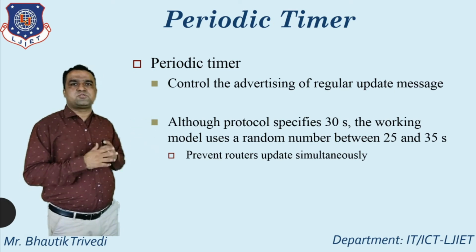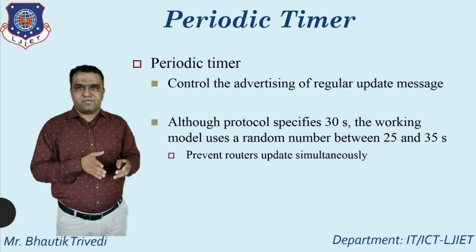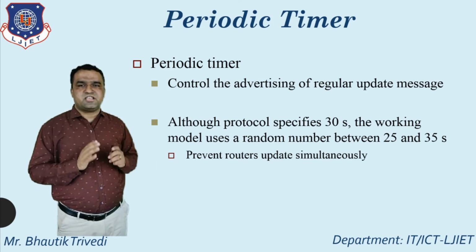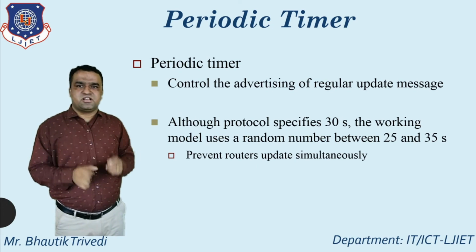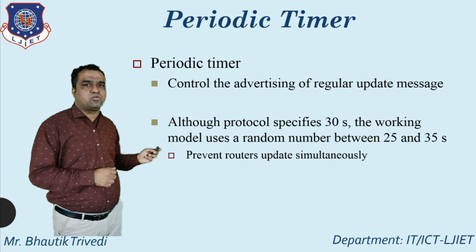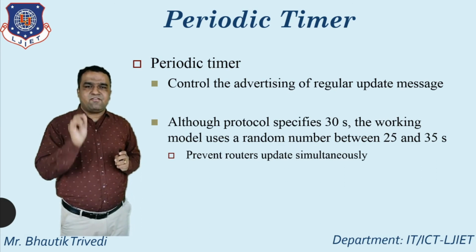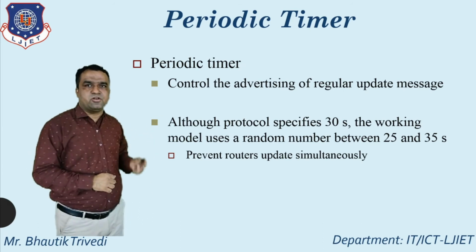This particular protocol specifies 30 seconds, generally ranging between 25 to 35 seconds, but it prevents the router updates simultaneously. Why do we use the periodic timer? The periodic timer is generally used to prevent the routers from updating simultaneously, and generally every 30 seconds it updates something. So this is regarding the periodic timer.